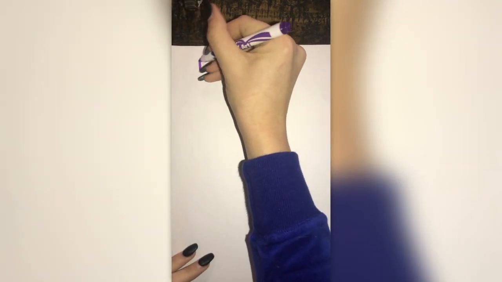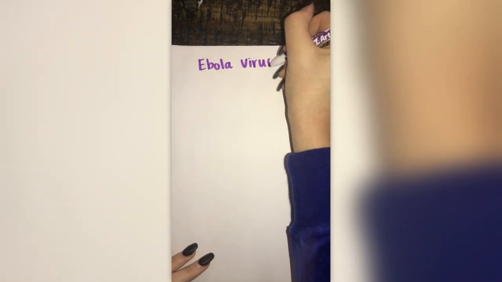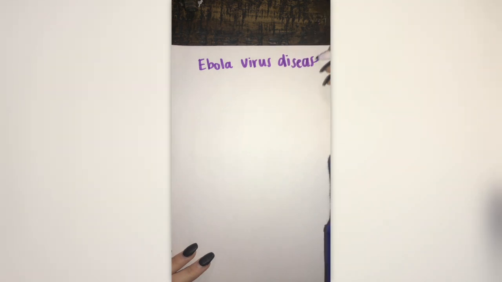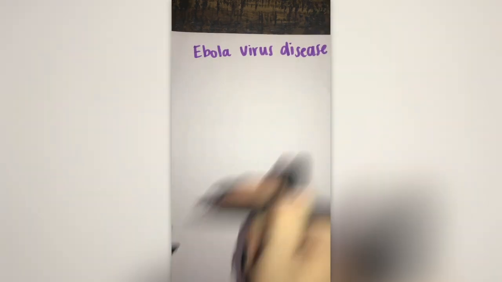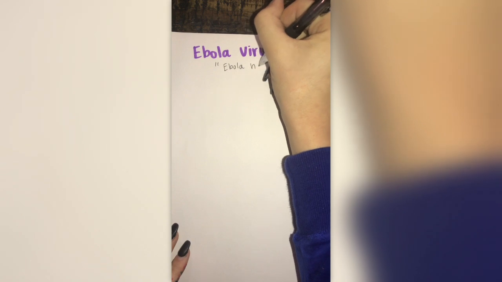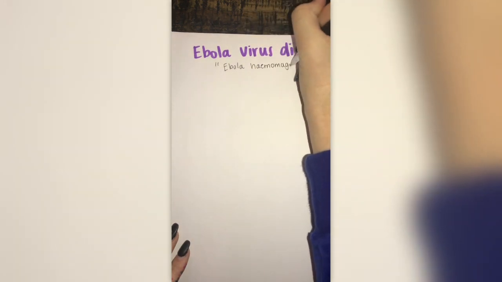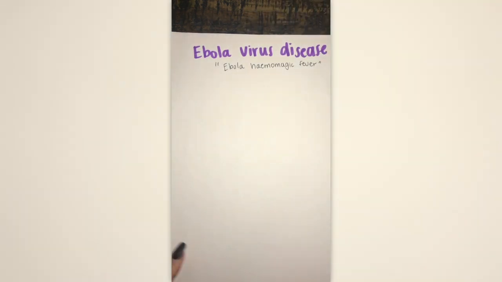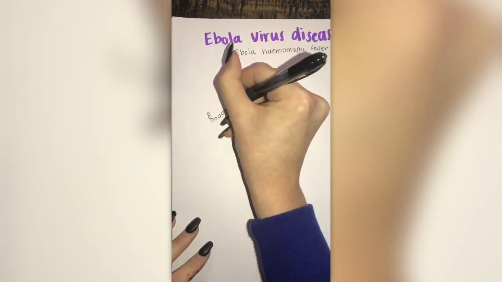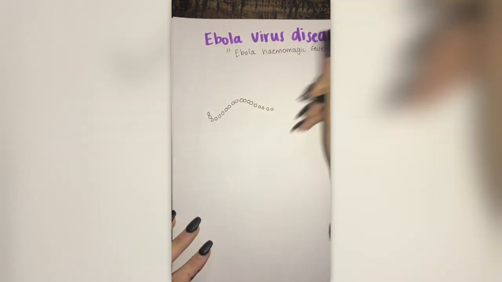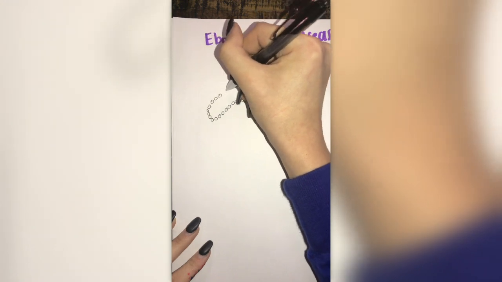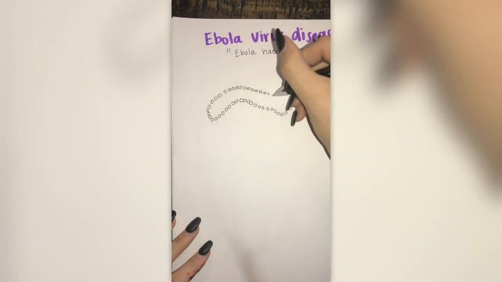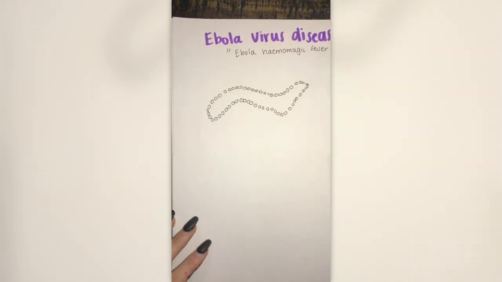Today I'll be discussing the Ebola virus that causes the Ebola virus disease, formerly known as the Ebola hemorrhagic fever. The Ebola virus is an extremely deadly disease for humans, resulting in a 50 to 90% mortality rate. The structure of Ebola is a cell membrane ingrained with glycoproteins and a matrix protein VP40.